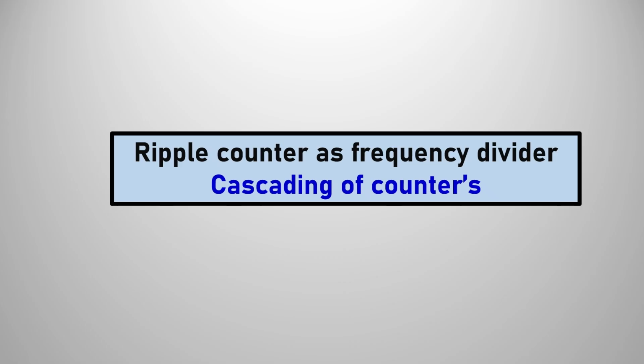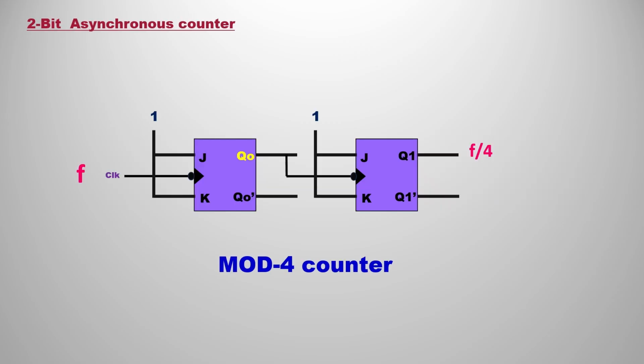In this video we are going to discuss an asynchronous counter application, that is, the ripple counter as a frequency divider, and also cascading of counters. So let's see how to do that. First of all, we need to understand asynchronous counters as frequency dividers.